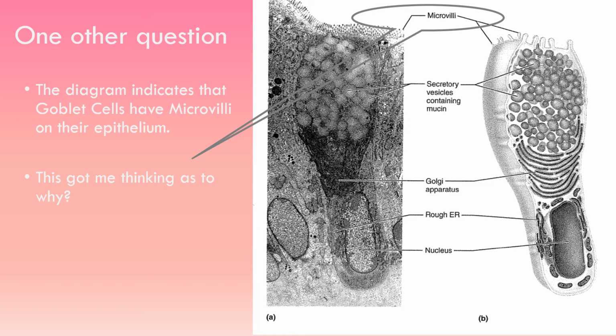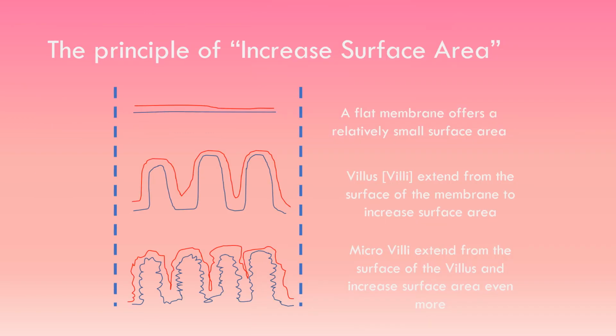Another structural feature that I picked up on for this diagram is that it's got microvilli on top. I'm just wondering, what do we think the microvilli or villi perform? What role does it perform in terms of producing or discharging this mucus into the trachea? And really, microvilli are there to increase surface area.